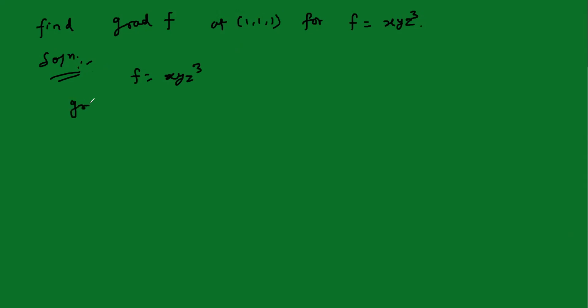And you know how to find grad f? Grad f is basically what? So you can write f of x, f of y, f of z. So I am finding here f of x. f of x means del f over del x, the derivative with respect to x. So you will get y z cube. Find f of y.